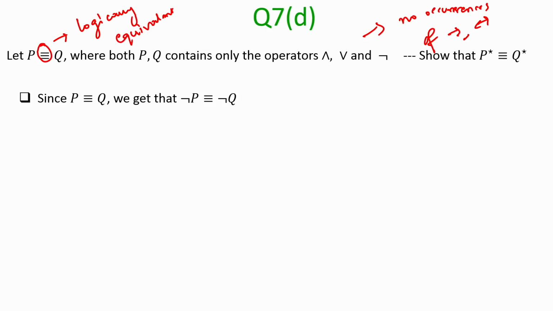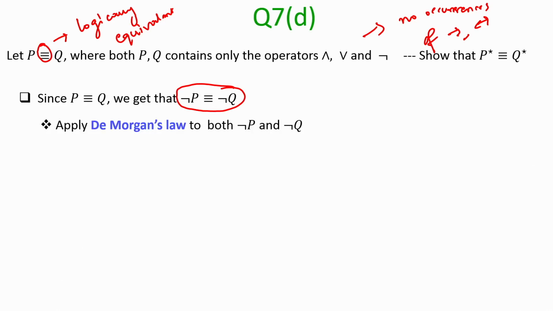Since P and Q are logically equivalent, their negations also will be logically equivalent, right? Because if the negation of P and the negation of Q are not logically equivalent, that means they take different truth values, then how is it possible that P and Q are logically equivalent? When I say P and Q are logically equivalent, that means they take the same truth value. Whenever P is true, Q is true. Whenever P is false, Q is false. That is the definition of logical equivalence.